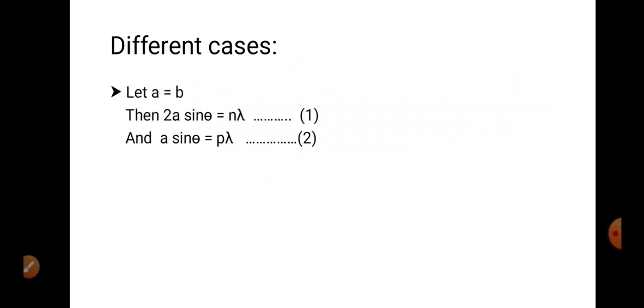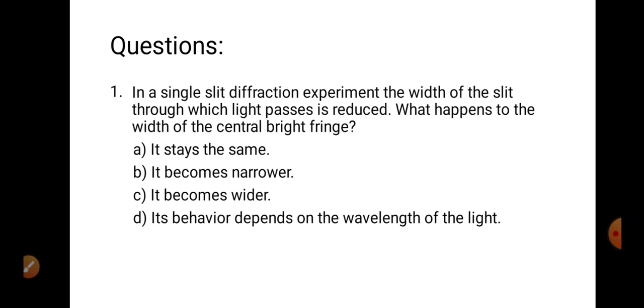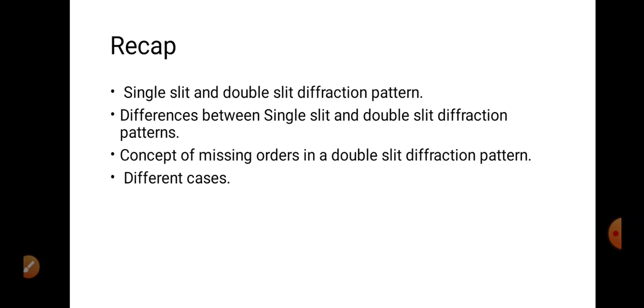Let us go again to the things. Missing orders in a double slit diffraction pattern are due to the same theta value under the two equations and the integer values. If we maintain the conditions for the slit width and the distance between the two slits, that is a and b, we can observe some missing orders in the diffraction pattern in case of double slit diffraction.